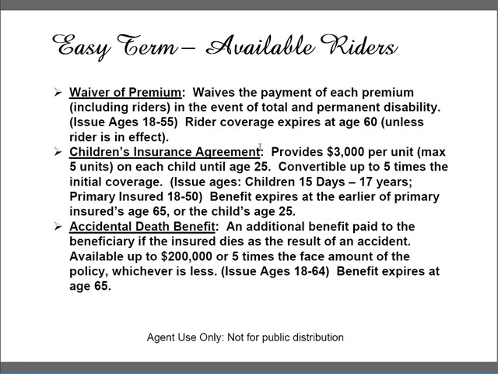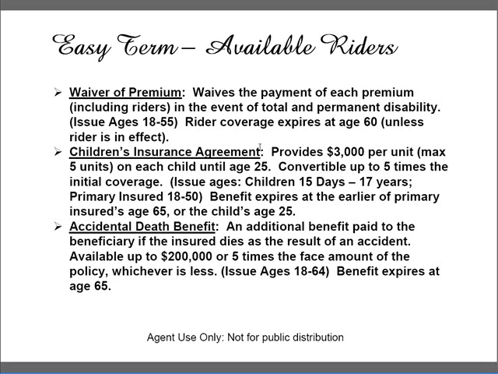It provides $3,000 per unit with a maximum of 5 units on each child until age 25. It is convertible for up to 5 times the initial coverage. It issues on children between the ages of 15 days and 17 years, and for the primary insured between the ages of 18 and 50. The benefit expires at the earlier of primary insured's age 65 or the child's age 25.